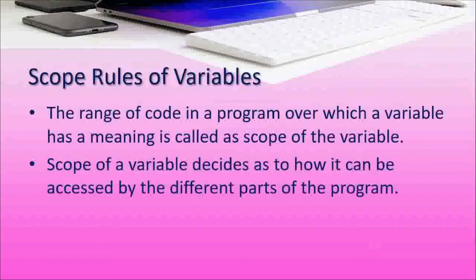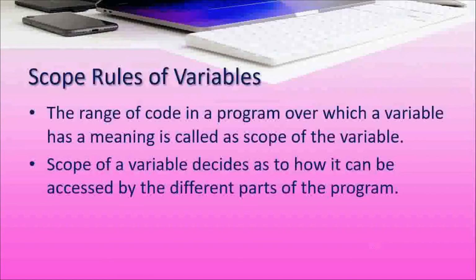Whether that particular variable is available throughout the program, or only within that particular function, or only within that code block. A code block is, for example, an if statement or a while loop. Inside a while loop we use opening curly braces as well as closing curly braces. So if you put a variable just after the opening curly brace, is that variable available throughout the program? That is defined by the scope rules.